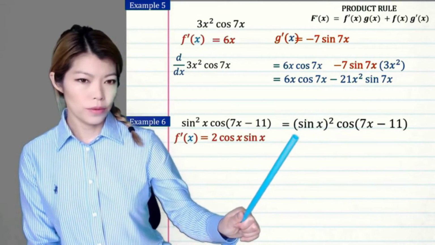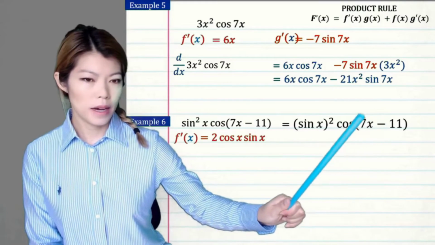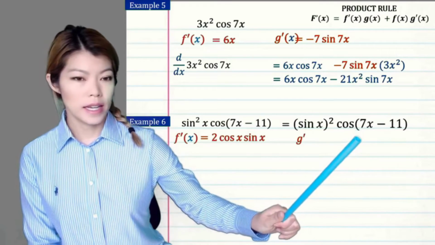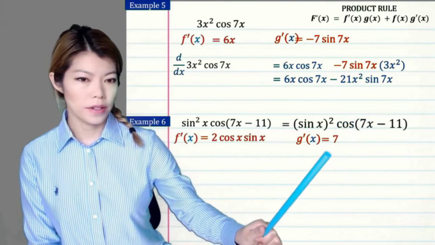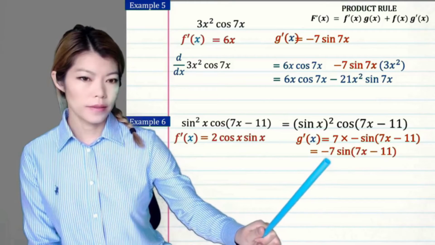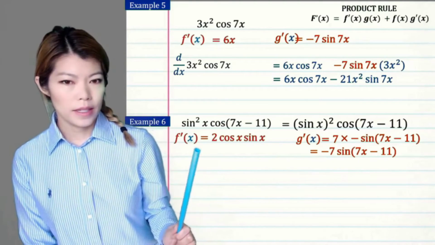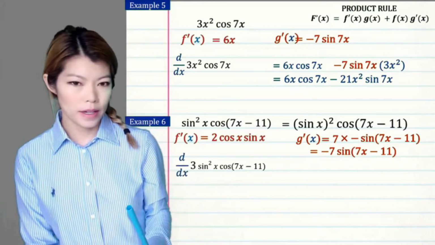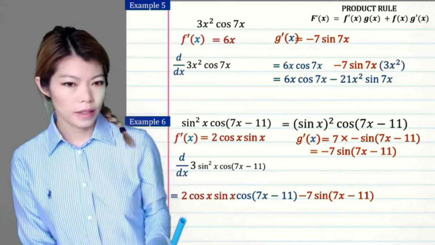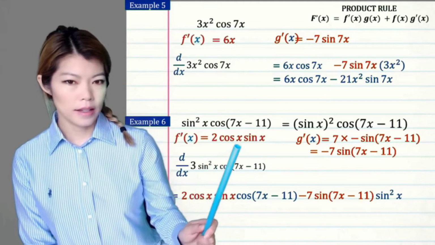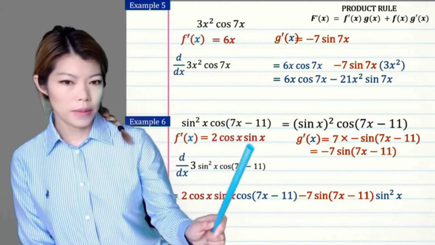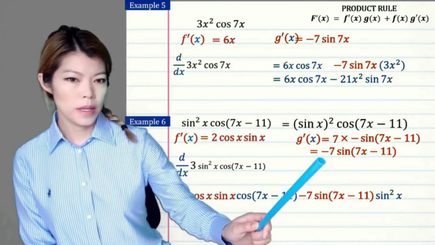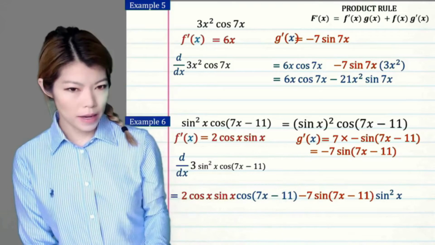So again, that's the chain rule. And now let's derive the second part, cos 7x minus 11. The derivative of cos is just negative sine, and bring the 7 to the front. So now we take this times the second part and this times the first part. Just writing it out, it looks very long, but it's exactly that. So this times the second part and that times the first part. Remember it's plus, but since there's a negative there, it becomes a minus.